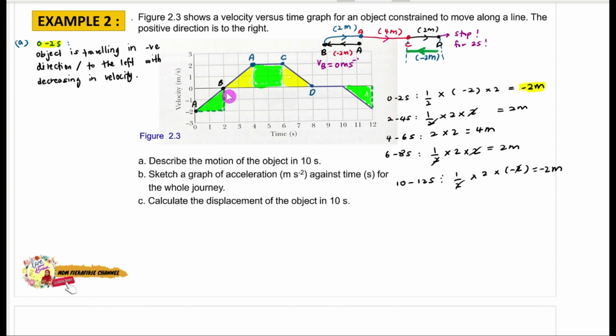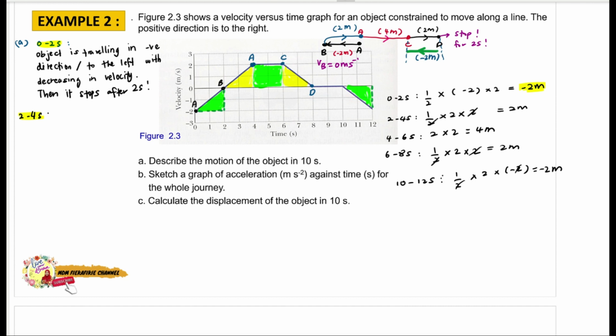And then what happened? Until here, it stopped after 2 seconds. We can write that it stops after 2 seconds. Alright, so finish. And then from 2 to 4 seconds, what happened? I will change the color.